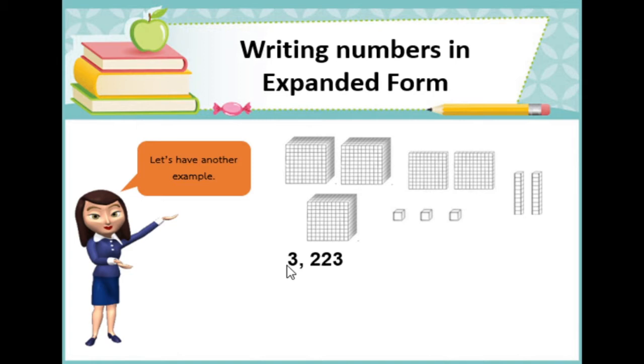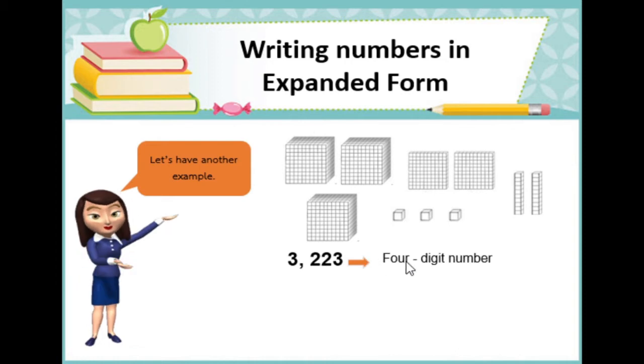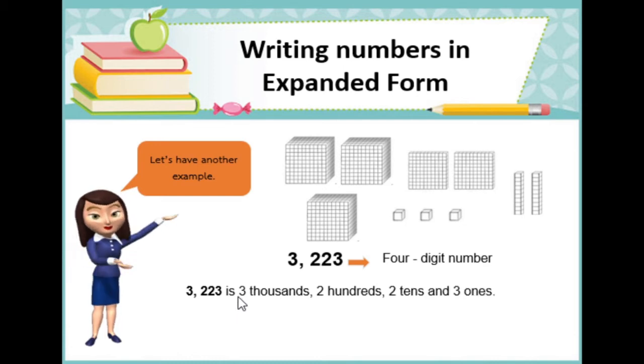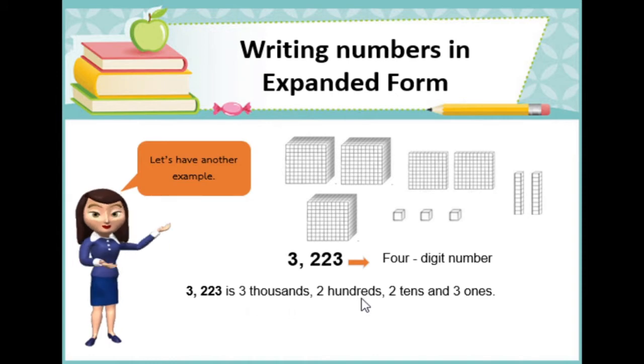So we have 3,223. It's a 4-digit number. When we write it in words and break it down, it's 3 thousands, 2 hundreds, 2 tens, and 3 ones.